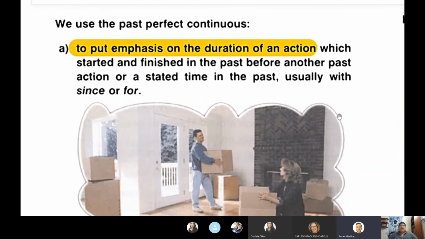Let's see. Welcome. Past perfect continuous. Form. Affirmative.